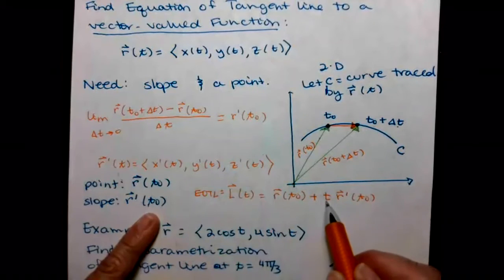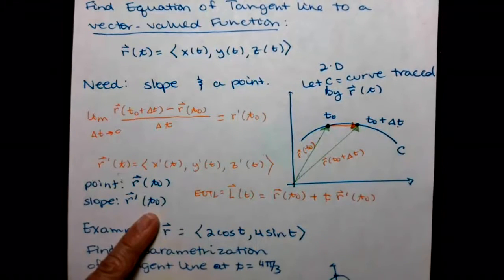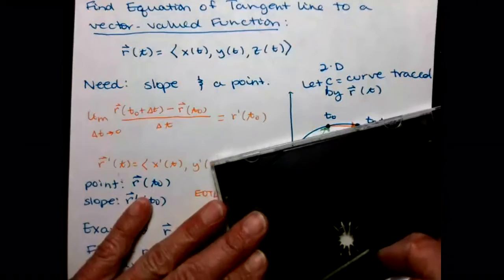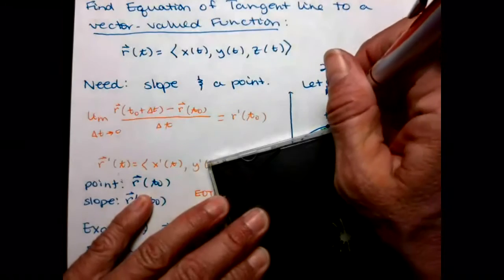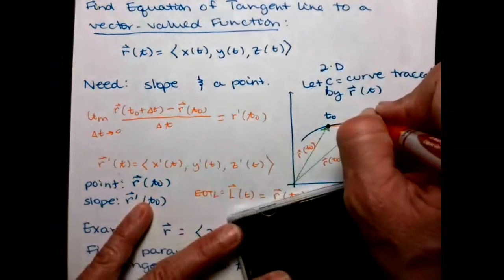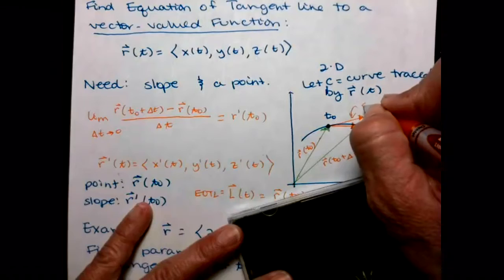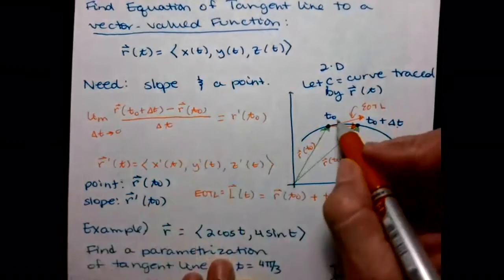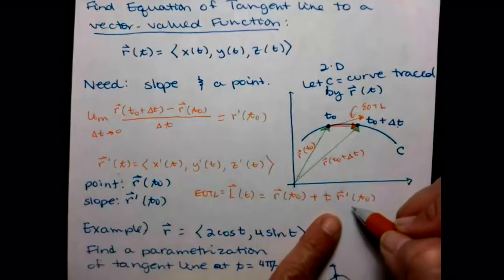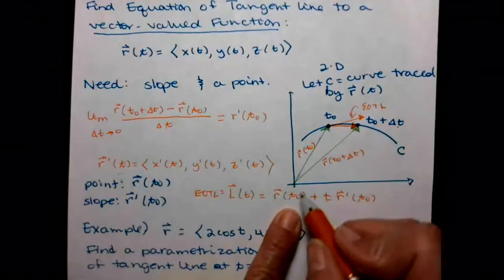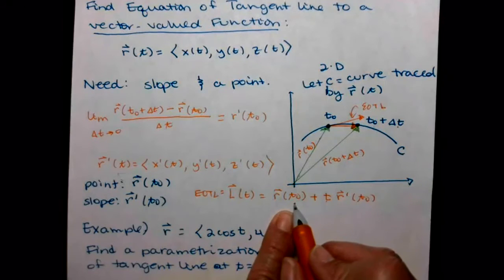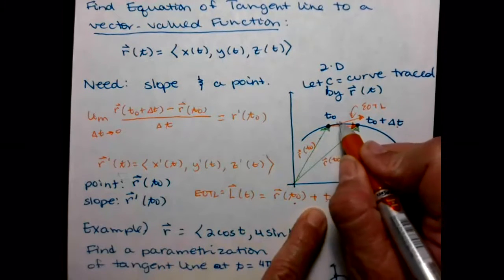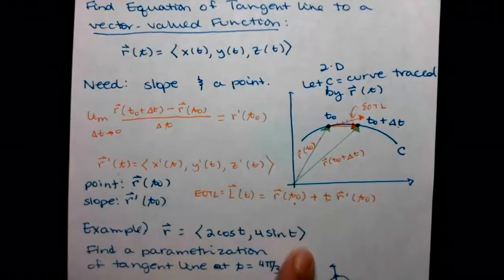This t is just going to let us get all of the points that are tangent. So I'm going to guesstimate where that might be up here and draw this as my tangent line. I've got the direction from the derivative, and I've got my anchor point from the original vector function. Then this parameter t is just going to let us get all of the points along that line.